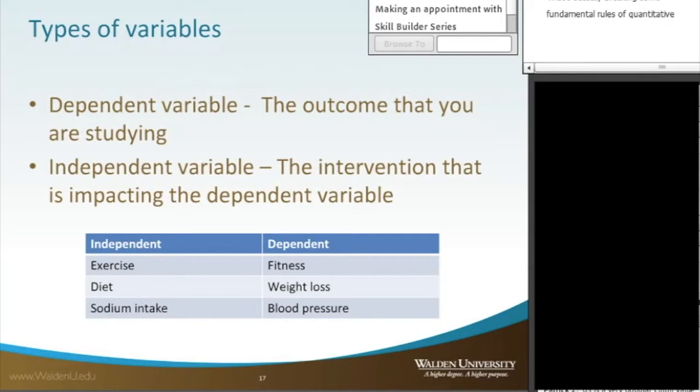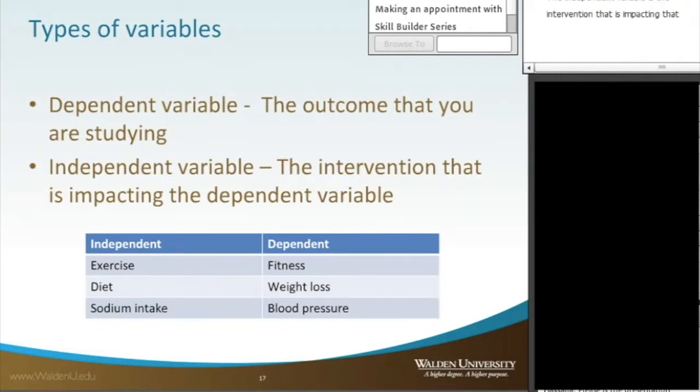Talk now about the types of variables. Again, this can sometimes be confusing, and so this is what you do. In most tests or most variables, you're going to have a dependent variable and an independent variable. The dependent variable is the variable that you're studying. The independent variable is the intervention that is impacting that dependent variable.